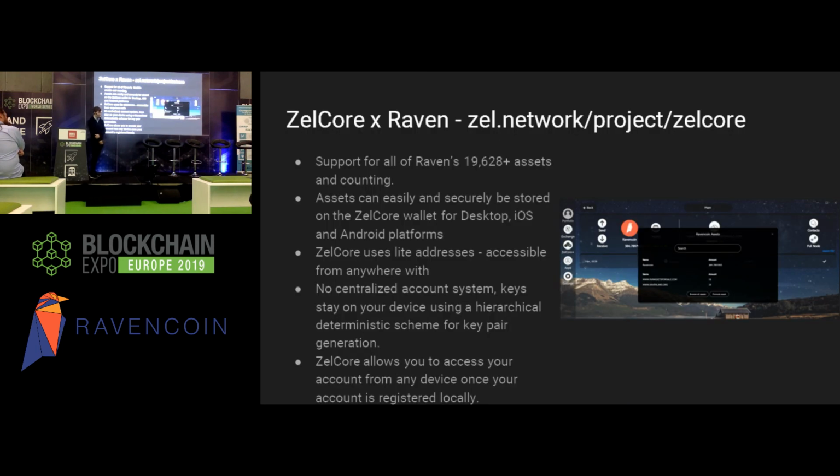So, what have we done? With Zelcore, we've been working as Zel with a few of the Raven developers on a few different things. And out of conversation, we decided to add the asset layer. That means in our wallet, which is available on all platforms, iOS, Android, Mac, Linux, and Windows, you can store all 19,000 and something Raven assets, as well as 150 other cryptocurrencies. And we do it in a way where there's no central account system. That means you keep your keys. We have a strong belief in user privacy, and we don't want your information, because the best security is when you don't have a central point of failure.